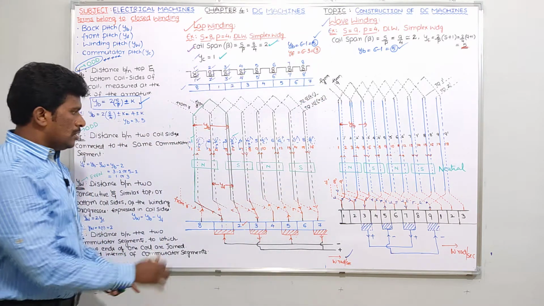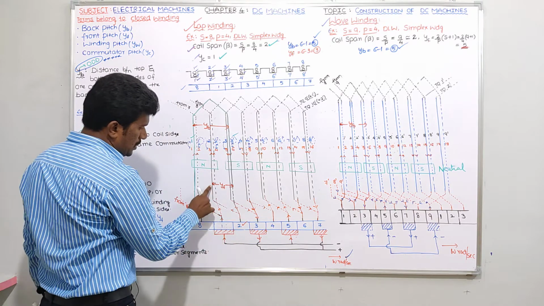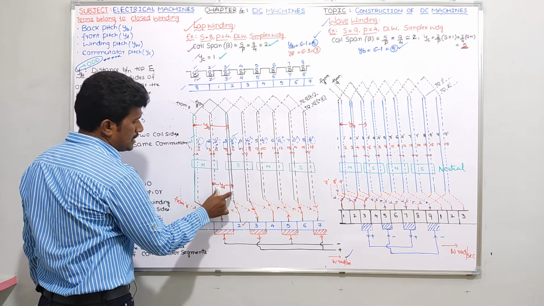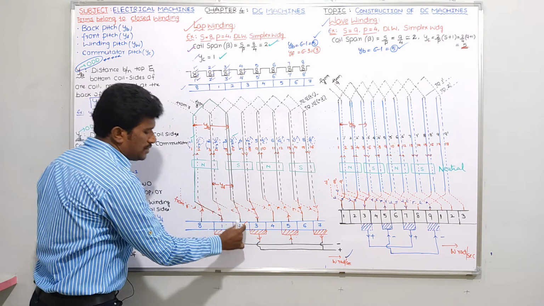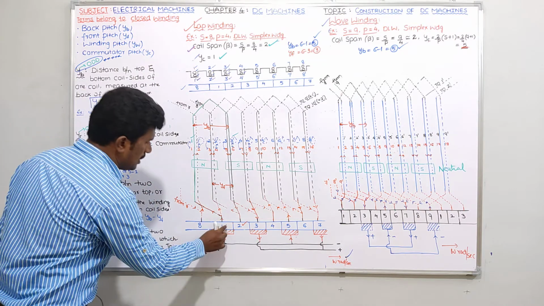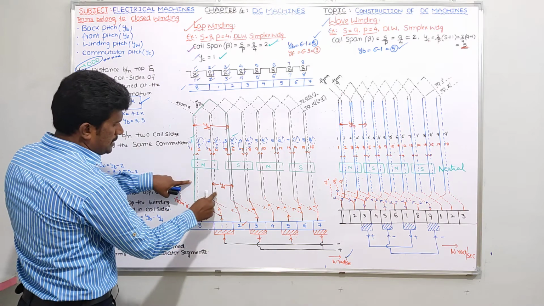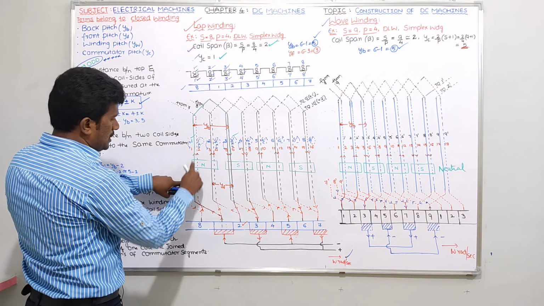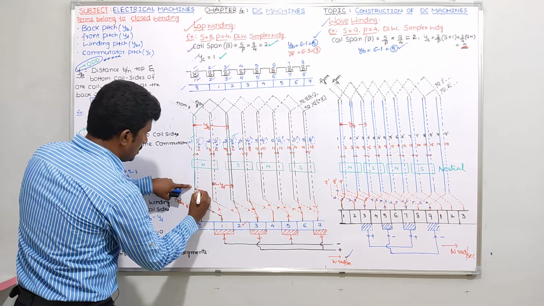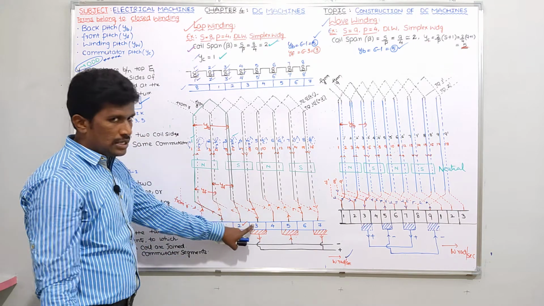Be careful. To this commutator segment 2, one coil is connected and another coil is connected. The distance between two coil sides which are connected to the same segment is called YF. You can take any one, nothing wrong. If you take segment number 1, this is one coil connected and this is another. Here conductor 1 and here conductor 4, 4 minus 1, how much? 3 only.